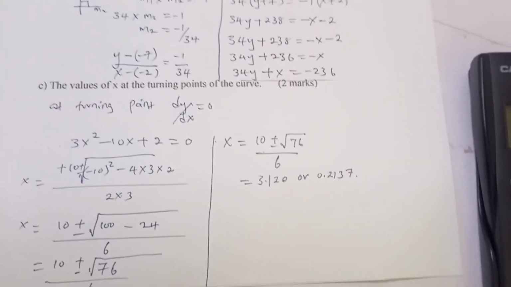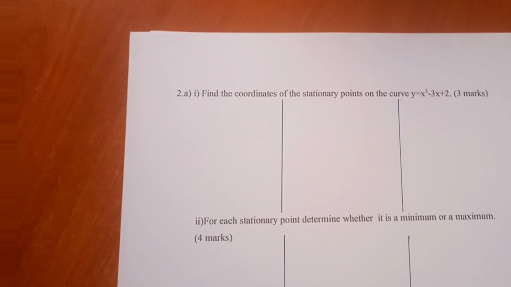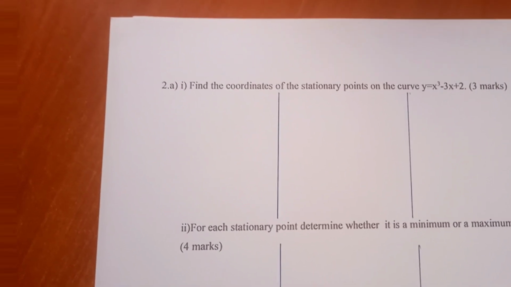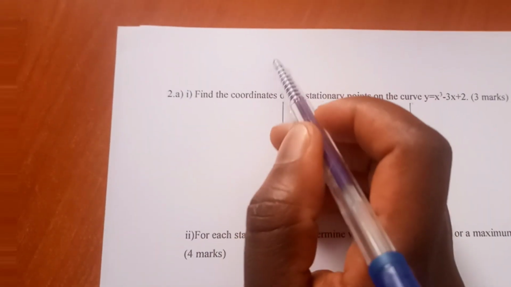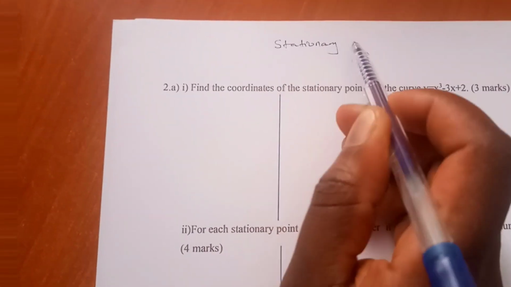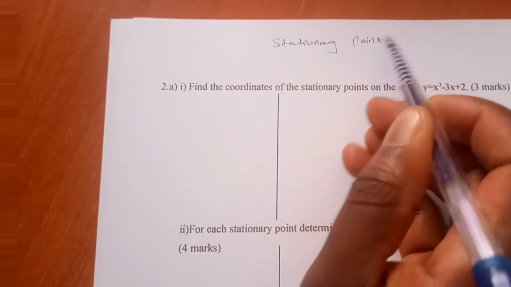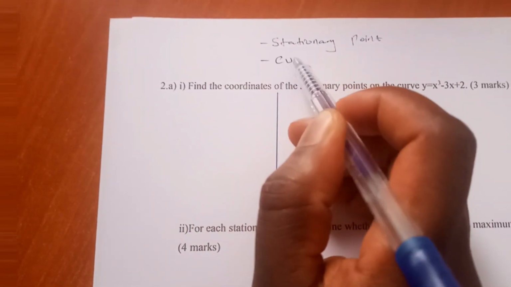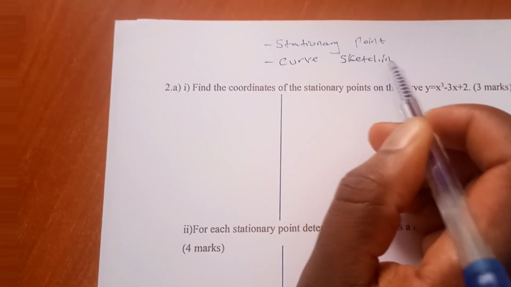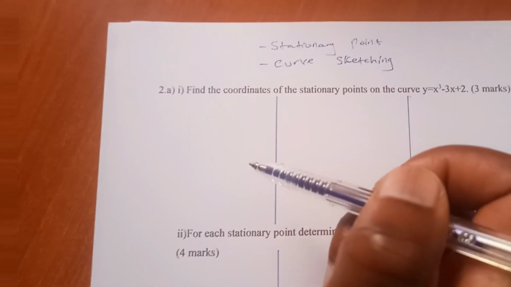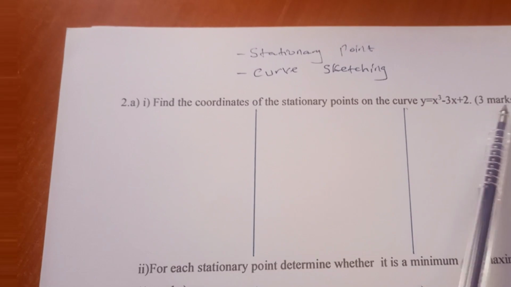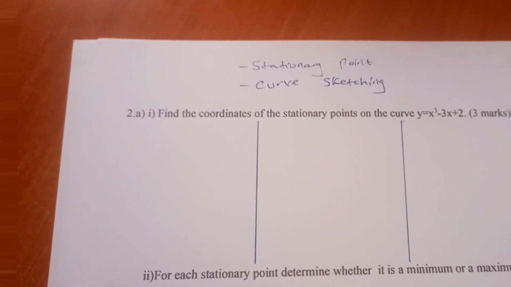We move on and now we look at the stationary point. Find the coordinates of the stationary point of the curve. Under this area we're going to look at stationary points and turning points of a curve, and also curve sketching. In this case we have: find the coordinates of the stationary point on the curve given by that equation.